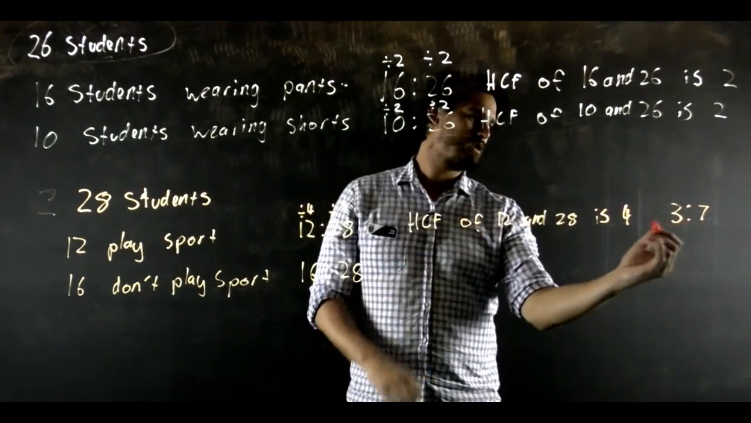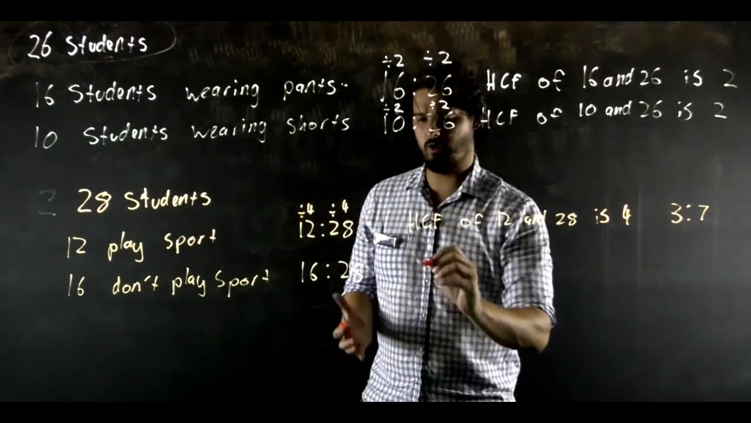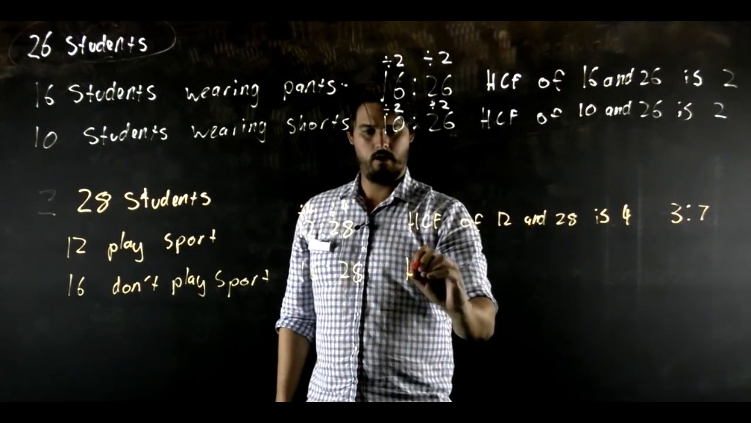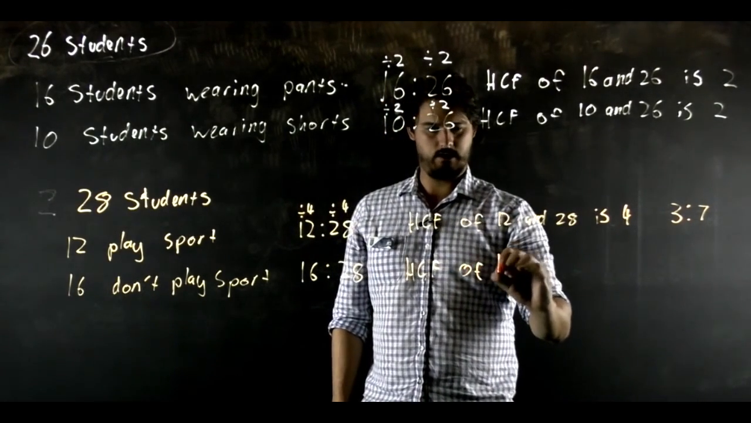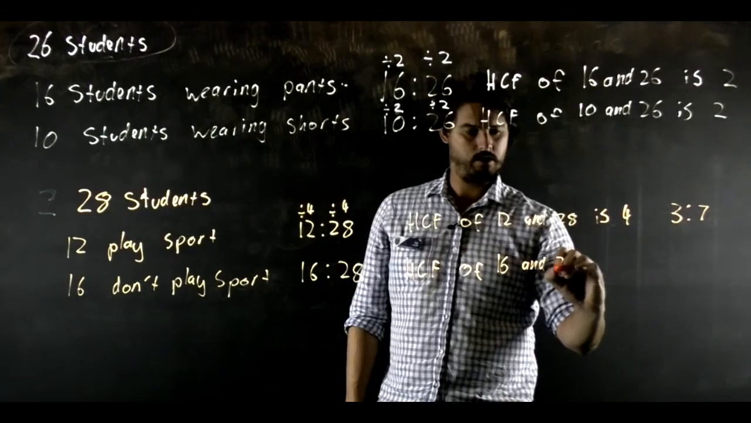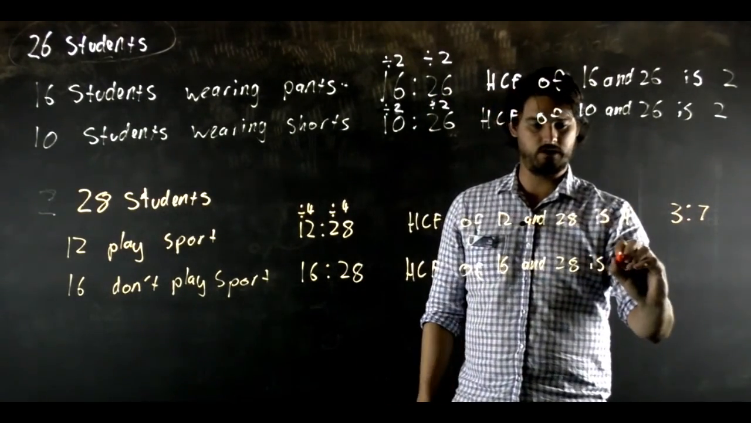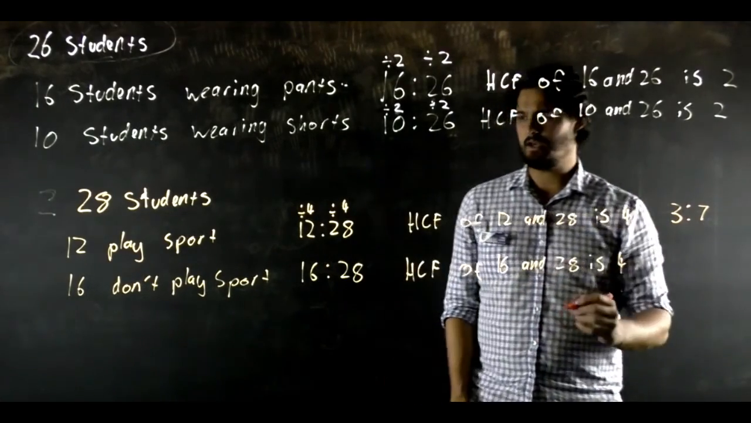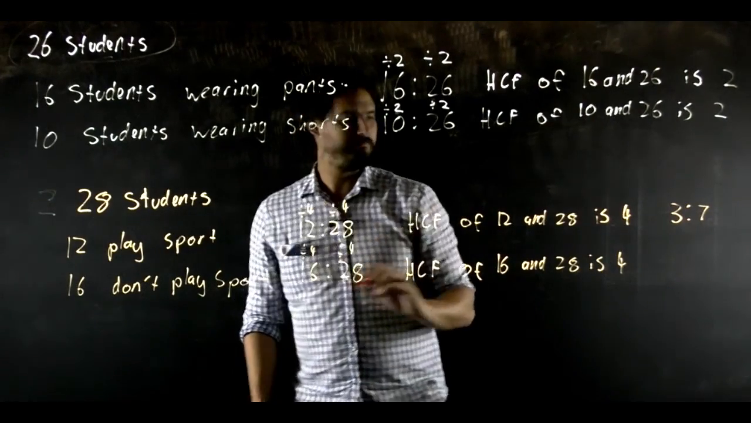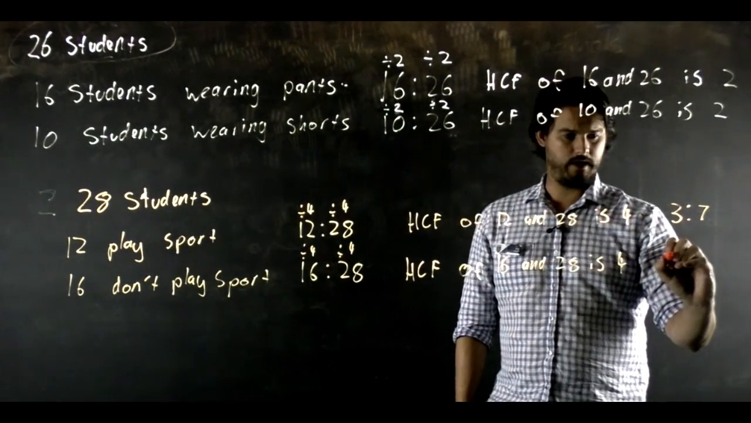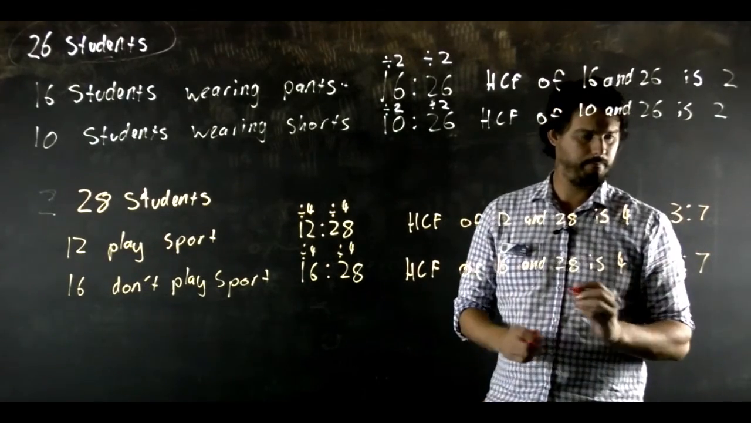Again, we can check. The highest common factor of 3 and 7 is 1, so we can't simplify that anymore. So we go down to our second one. The highest common factor of 16 and 28 is also going to be 4. 4 goes into 28 and also into 16. We can divide both sides by 4 and we're going to get a ratio of 4 to 7.